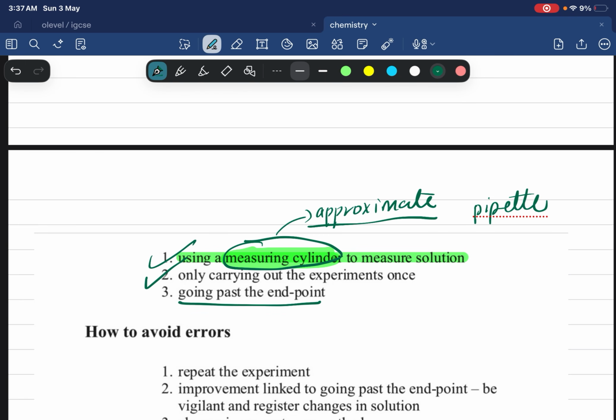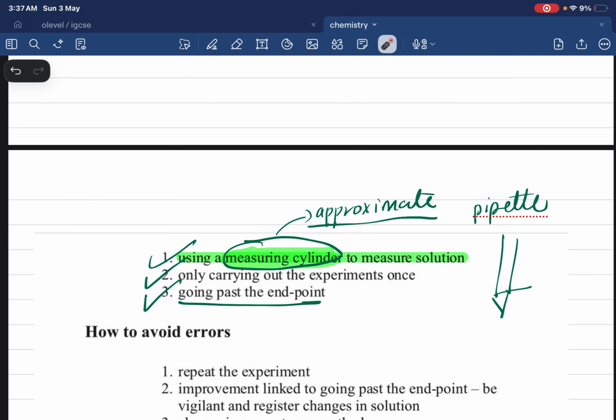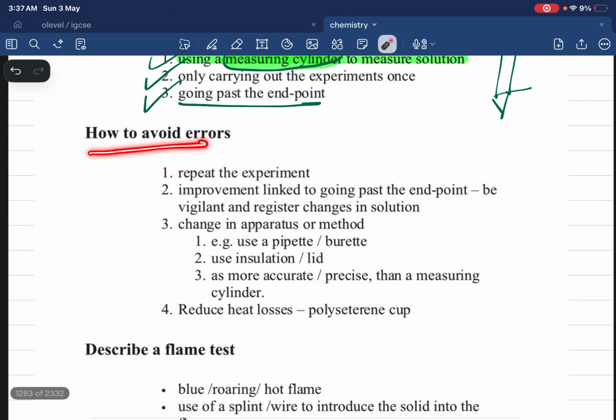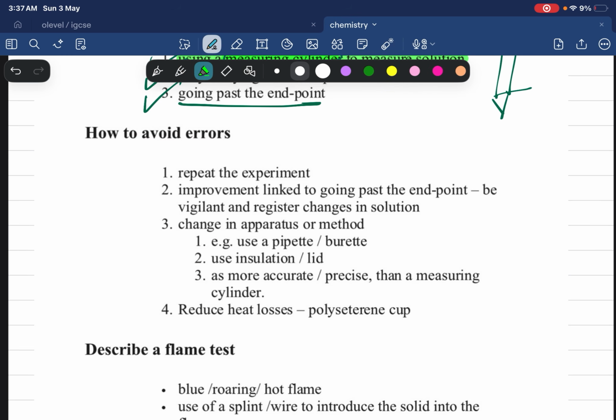Okay, going past the endpoint, that's a very big error, because when you're adding something from the burette, you are so casual that you just open it out and then you pass the endpoint. How to avoid the errors? It's very important to know the errors and then how to improve them. Repeat the experiment. Good. Improvement linked to going past the endpoint: be vigilant in colour changes.